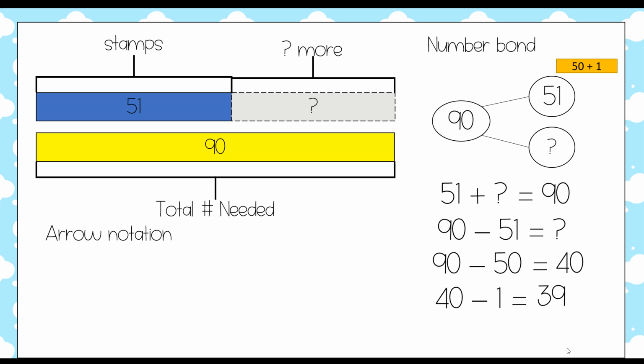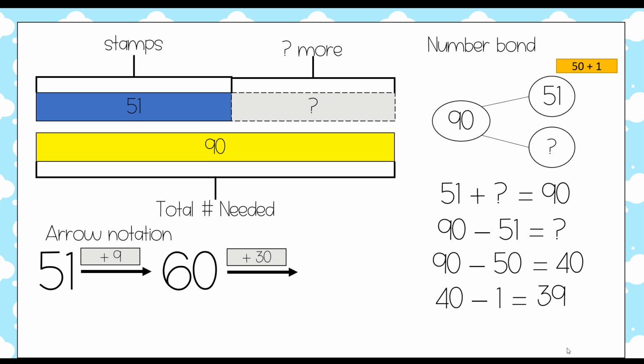Excellent job. The arrow notation is kind of like when we did counting on in first grade. We're going to start with 51. How many will it take to get us to the next 10? It's going to take 9. 51 plus 9 is 60. Once we get to 60, we can count by tens to 90. So count with me. I start with 60, count on 70, 80, 90. We're going to add on 30. 60 plus 30 is 90. Then we put the 9 and the 30 together to get 39. It's the same thing we got with the other method.